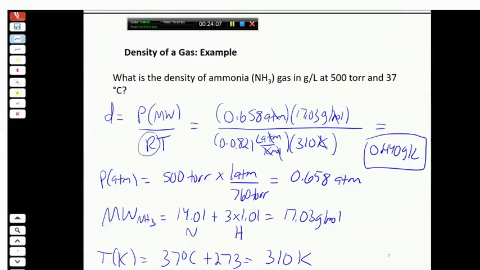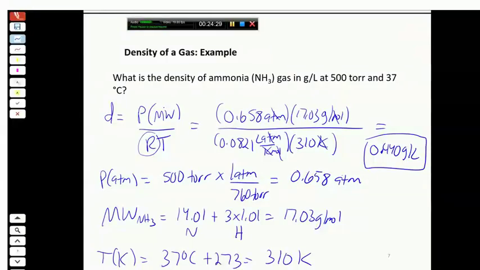All right, that's how we calculate the density of a gas. Of course, there are variations on this. We could ask you to calculate molecular weight. So if you want to know the molecular weight of an unknown gas, we would have you solve for that. You can rearrange this equation in a few different ways, but this is really the only equation we'll have to worry about when we're talking about the density of a sample of gas.